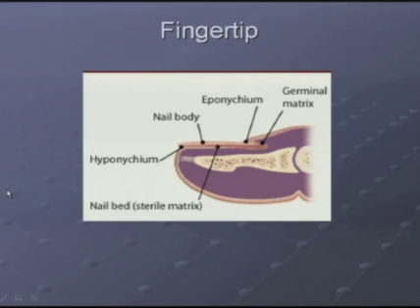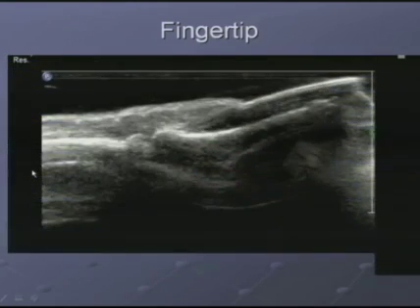Just to remind the fingertip anatomy, here we have the germinal matrix of the nail. This is the nail body. We have here the distal bone, and this structure here corresponds just to the fingertip. Let's see how we can observe the fingertip by using ultrasound. And here we have the bone, we have again the nail, the structure of the nail. This is the matrix here, and this is the fingertip.